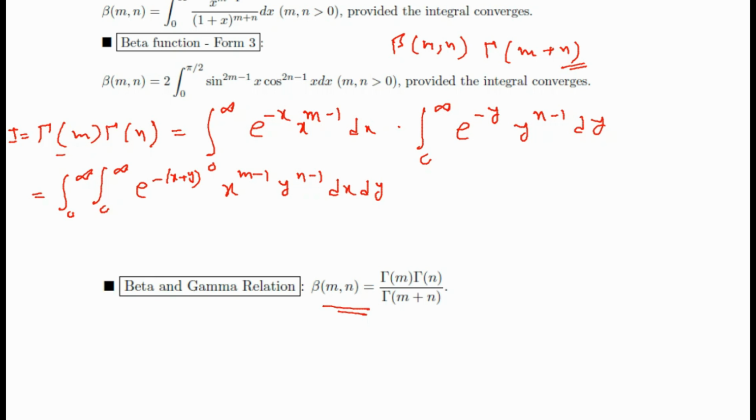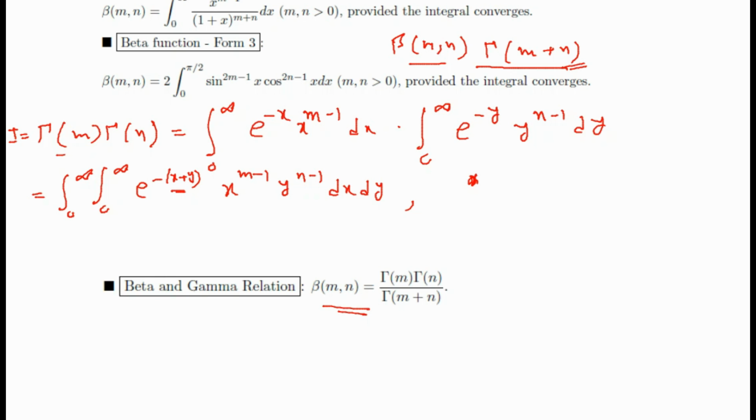To solve this integral, we need some kind of transformation. Actually, what is our target? Our target is one beta function and one gamma function. So gamma function means e to the power minus, one single variable, so one single transform variable.